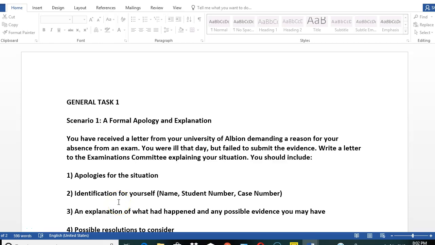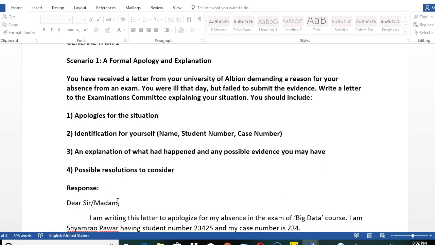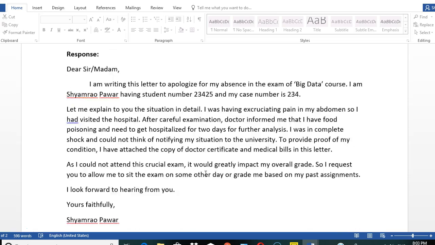I finally found your letter and essay, and let's get down to work. So, first your letter, the apology and explanation letter, right? You have received a letter from the University of Albion demanding a reason for your absence from an exam. You have to provide apologies, identification, and an explanation of what had happened and any possible evidence you may have, and resolutions to consider. Let's see.